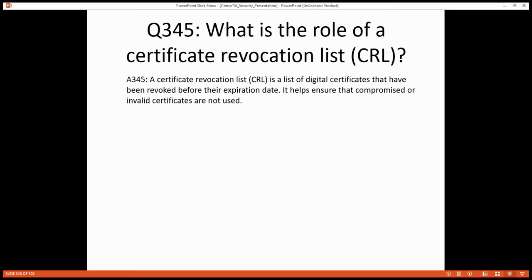Q345. What is the role of a certificate revocation list, CRL? A345. A certificate revocation list, CRL, is a list of digital certificates that have been revoked before their expiration date. It helps ensure that compromised or invalid certificates are not used.